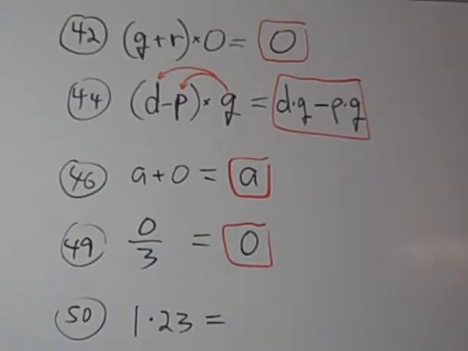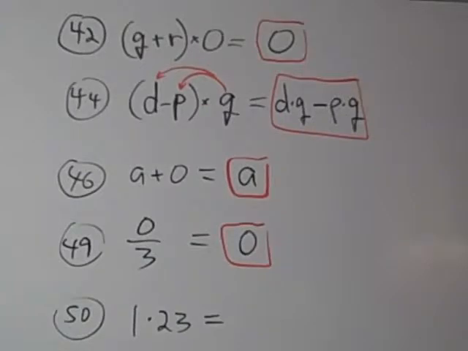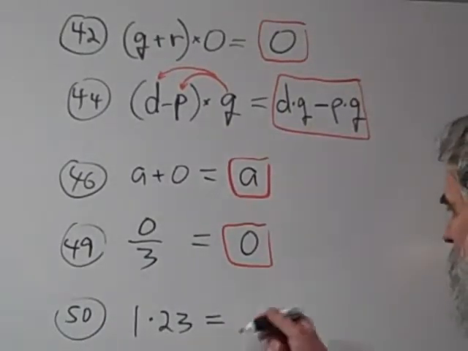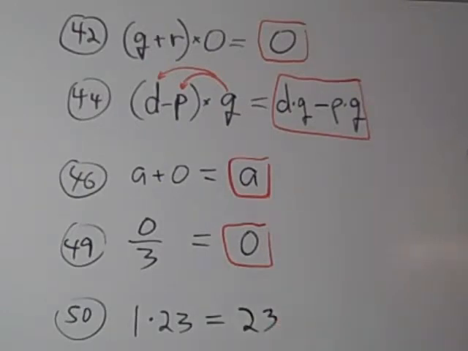We have 1 times 23. 1 times anything is the anything. So 1 times 23 is 23. Anything divided by 1 is itself. 11 divided by 1 is just equal to 11.